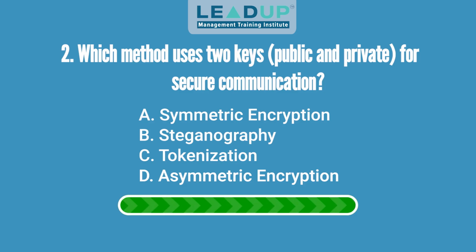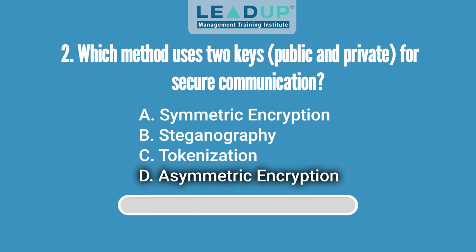Question 2. Which method uses two keys, public and private, for secure communication? A. Symmetric encryption, B. Steganography, C. Tokenization, and D. Asymmetric encryption. The answer is asymmetric encryption.